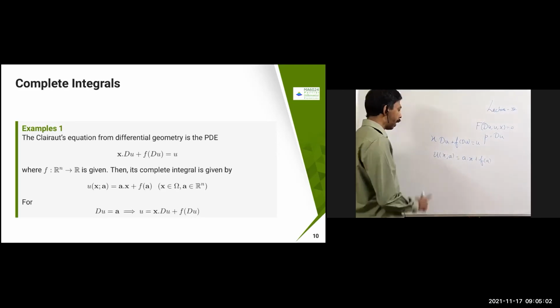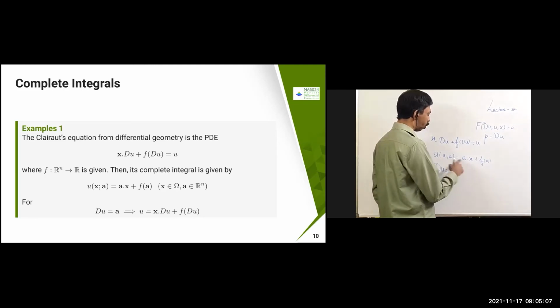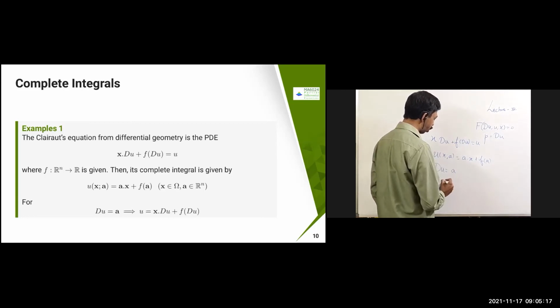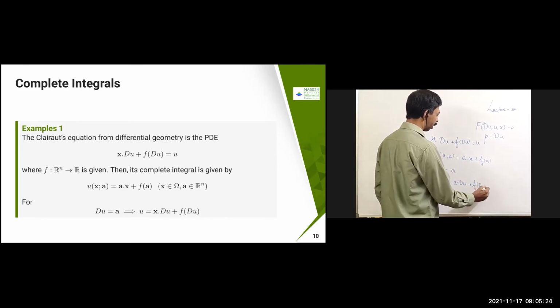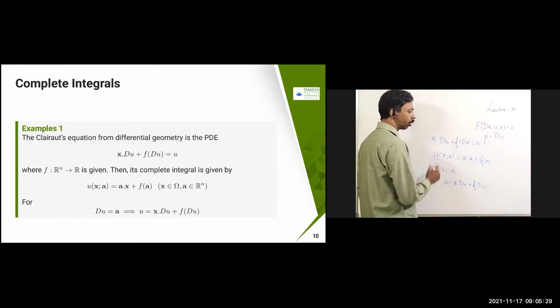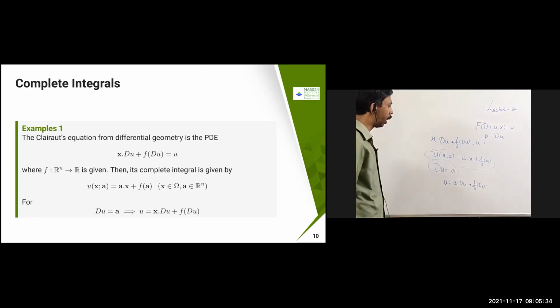Now if you take Du here, what do you get? Du is equal to a, because this is with respect to x, so x is the only variable. Therefore I can substitute it in this equation, and it becomes u equal to a times Du. Du equal to a means a times Du plus f of Du, and that's what I have here. Therefore the complete integral for this problem is u of x comma a equal to a times x plus f of a.